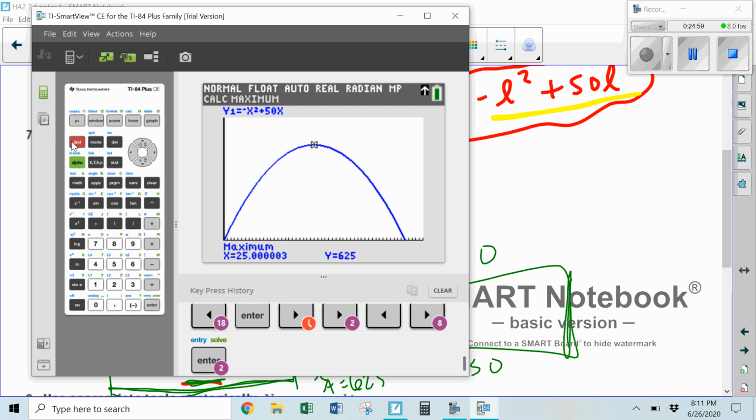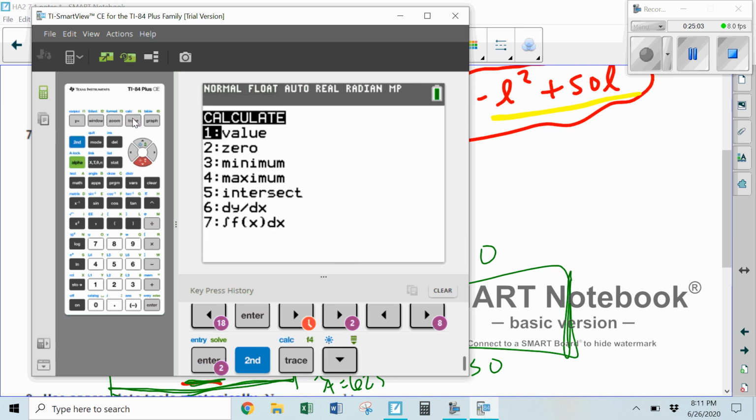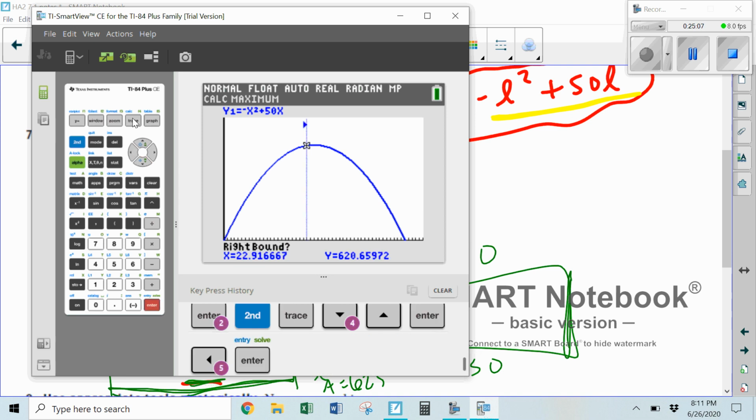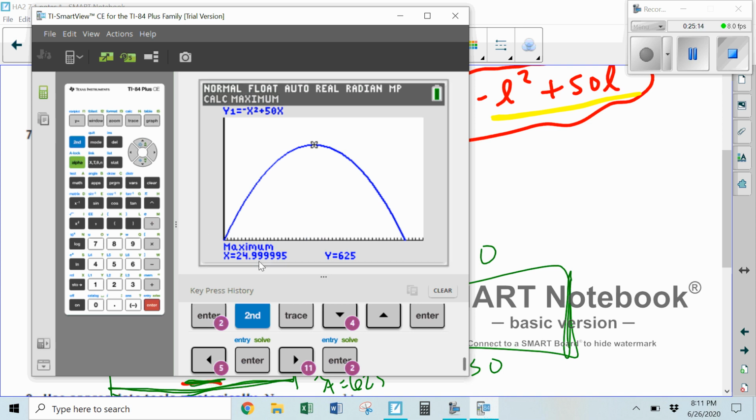Okay, so again, that was second, and then it's above trace, it says calculate. Second, calculate, maximum. Go to the left, hit enter, go to the right, hit enter. You don't want to guess, so hit enter again. See, now it went slightly below. Again, I don't know why the calculator does it. It just kind of bases it on where you put the left and right bound. But if you get close, your answer will be very, very close.